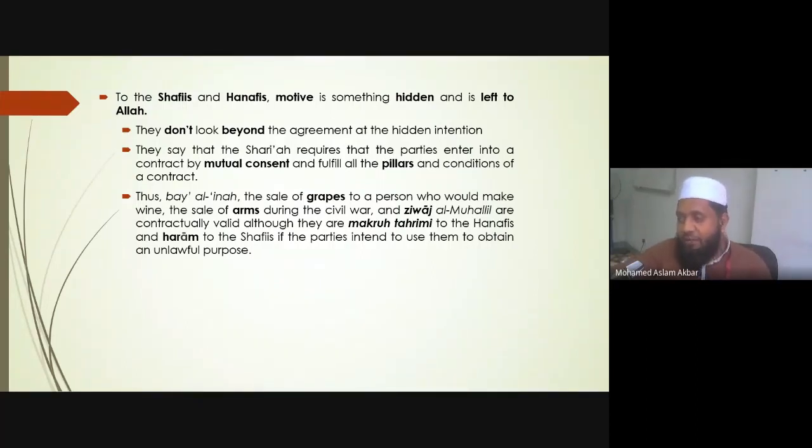From outside, it looks like they have already made the contract. It looks like there was a selling and buying, right? But after 1 month, that person who took 1,000 from this guy has to pay 1,100 ringgit. So this is what we call by al-aina. I think you have to read. You will be learning this in so many other ways.